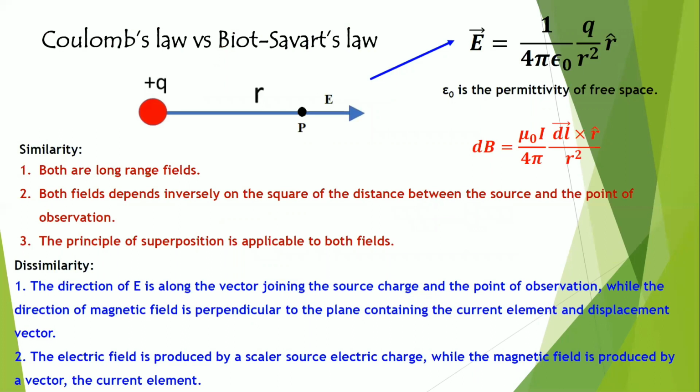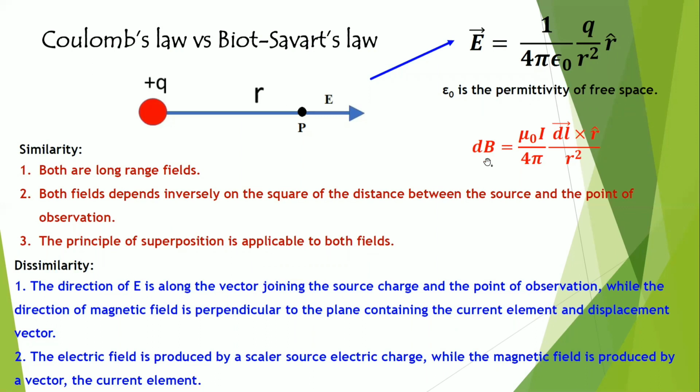Now, as we know from our knowledge of electrostatics, Coulomb's law is the basic law of electrostatics, and Biot-Savart's law is the basic law in the magnetic effect of current. The electric field is given by 1 by 4 pi epsilon 0, Q by r square. Suppose the charge Q is there. If we are going to obtain the expression of the electric field E at point P, it will be 1 by 4 pi epsilon 0 Q by r square r cap, where Q is the charge, r is the distance of the point P from the charge, r cap is a unit vector, and epsilon 0 is the permittivity of free space.